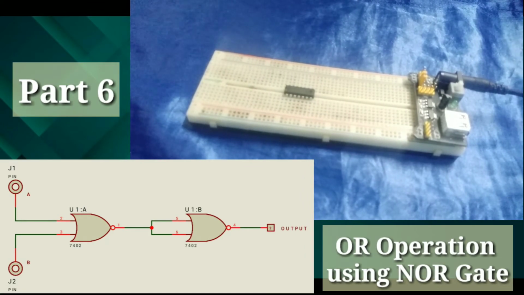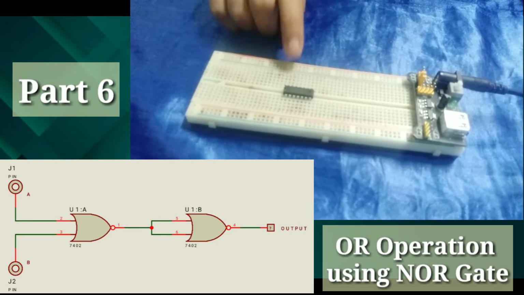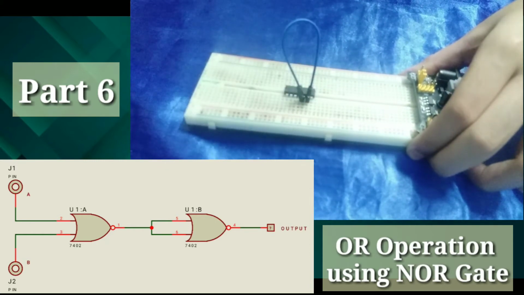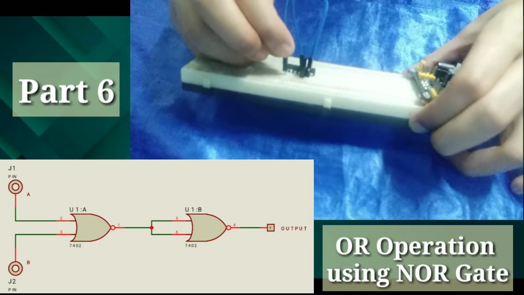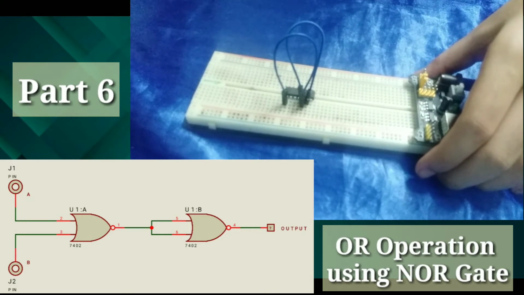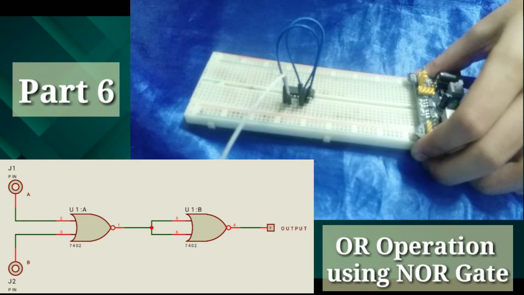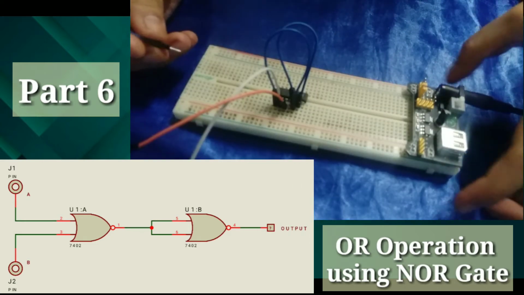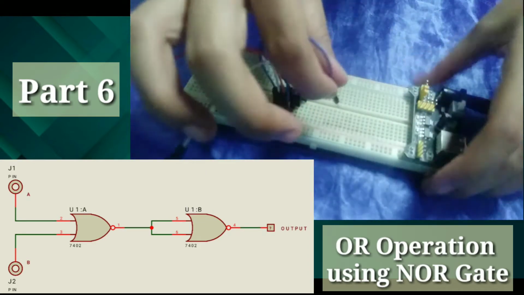Now, for part 6, OR operation using NOR gate, we'll be needing a 7402 integrated circuit. Connecting the circuit, we can see that pins number 5 and 6 of our integrated circuit are connected, and their connection is connected to our pin number 1, which is here. Then, after that, let's have our inputs A and B. Input A is connected to pin number 2 of our IC, and input B is connected to pin number 3 of our IC. And then, our output will be connected to pin number 4. So, let's put a connecting wire here. Then, here we will put our output.